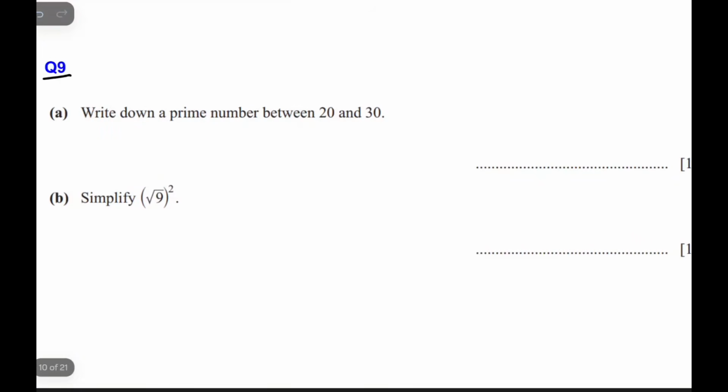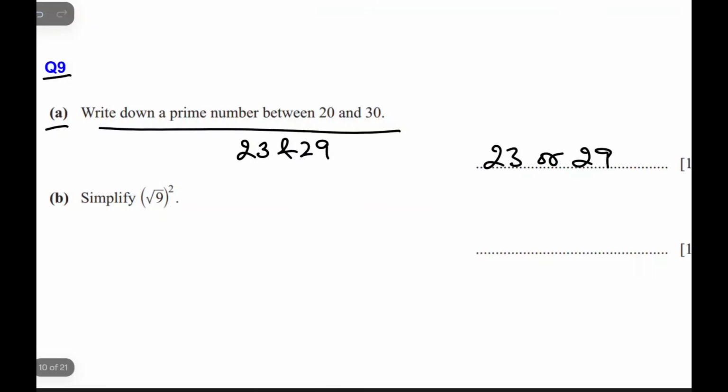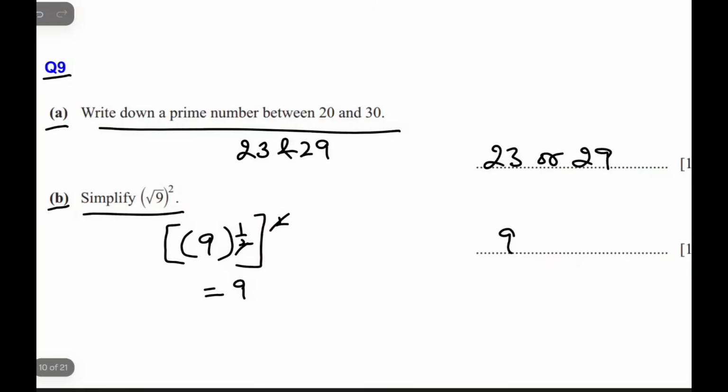Question number 9, A part, write down a prime number between 20 and 30. So between 20 and 30 we can have prime numbers 23 and 29. So you can write any of the answers. You can write 23 or 29. B part, simplify square root of 9 whole power 2. So square root of 9 can be written as 9 power 1 by 2 whole power 2. This cancels, we are left with 9. So 9 will be our final answer.